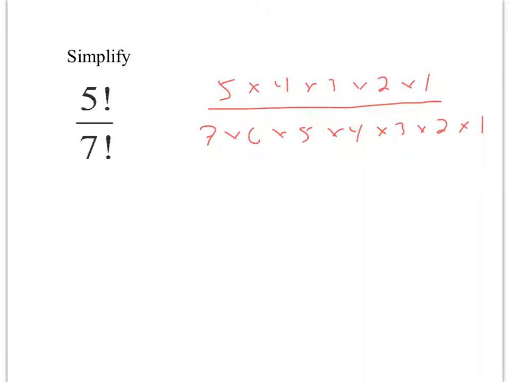Nonsense. Notice that the 5's can cancel, the 4's can cancel, the 3's can cancel, so can the 2's and the 1's, and we're left with 1 over 7 times 6, which equals 1 over 42.